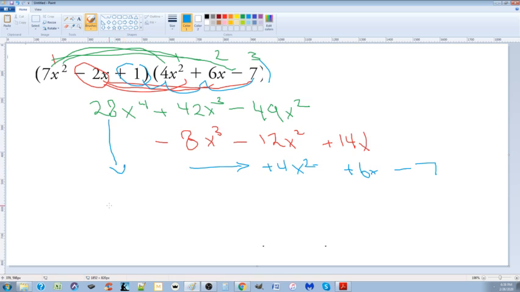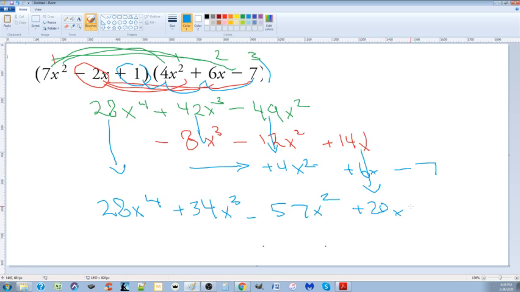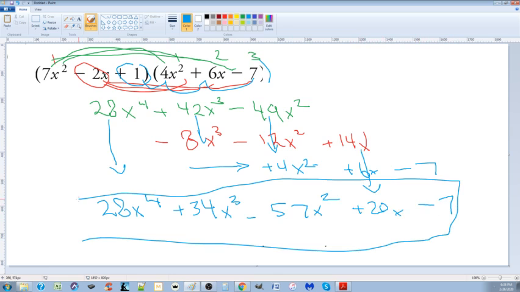So this one's easy, 28x to the 4. This one's easy too. It's that one I almost made a mistake on. It's 34x cubed. This one's a little tougher. It's minus 57x squared. And go ahead and do the math yourself. And this here's easy, plus 20x. And the last one is always very easy. It's usually just the number on its own. And there you go. Another way to do it.